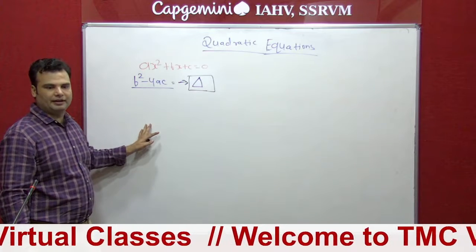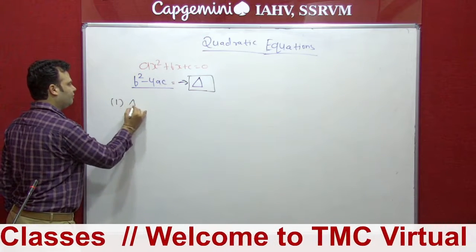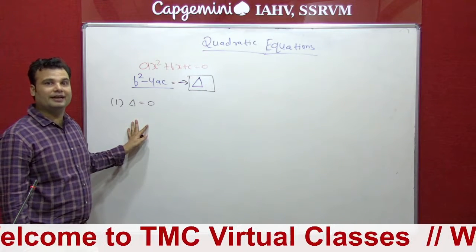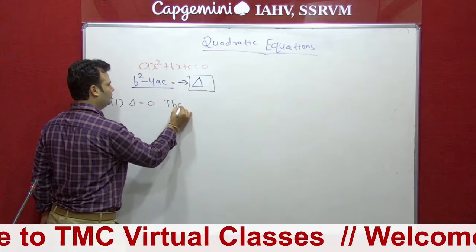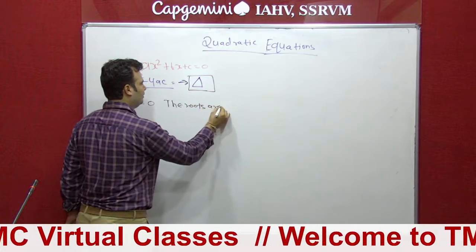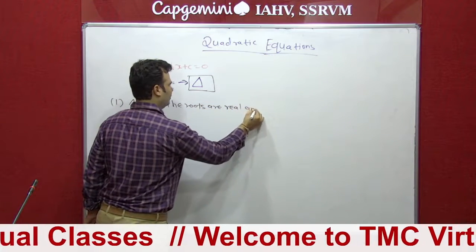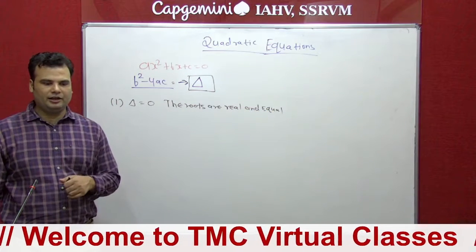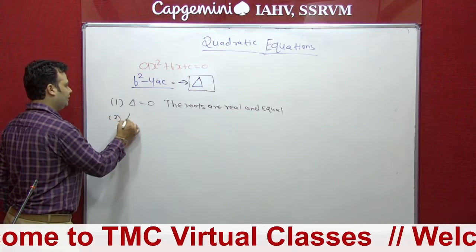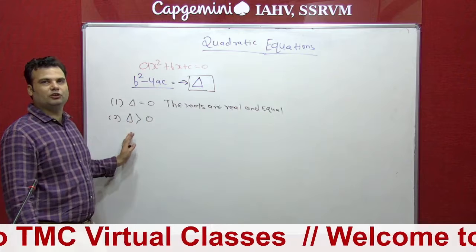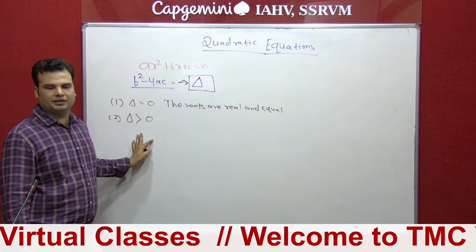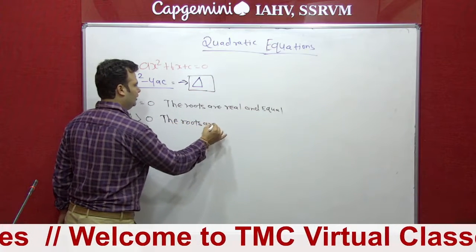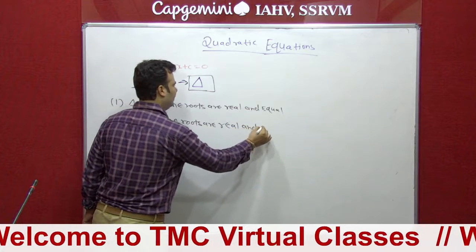Whenever you find its value, there are three conditions. First, if delta equal to 0, if its value comes out to be 0, then we can say that the roots of the quadratic equation are real and equal. Similarly, the second condition is delta greater than 0. Greater than 0 means always positive. So that time the roots of the quadratic equation are real and unequal.